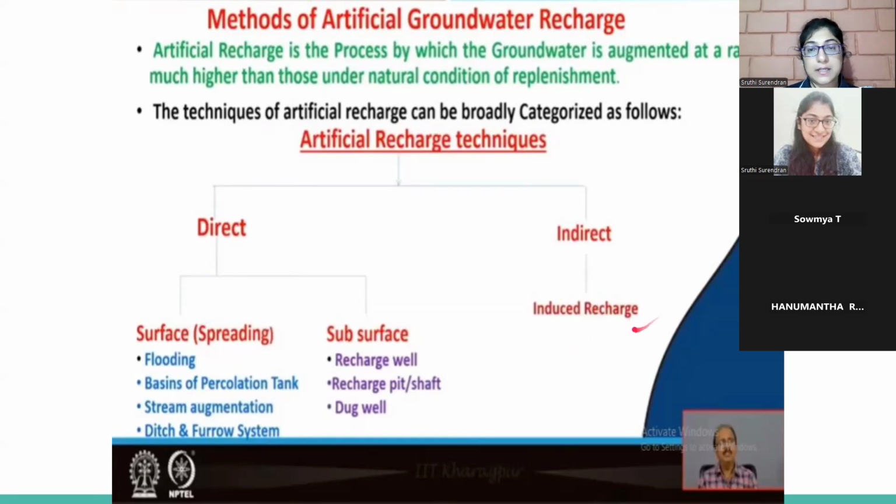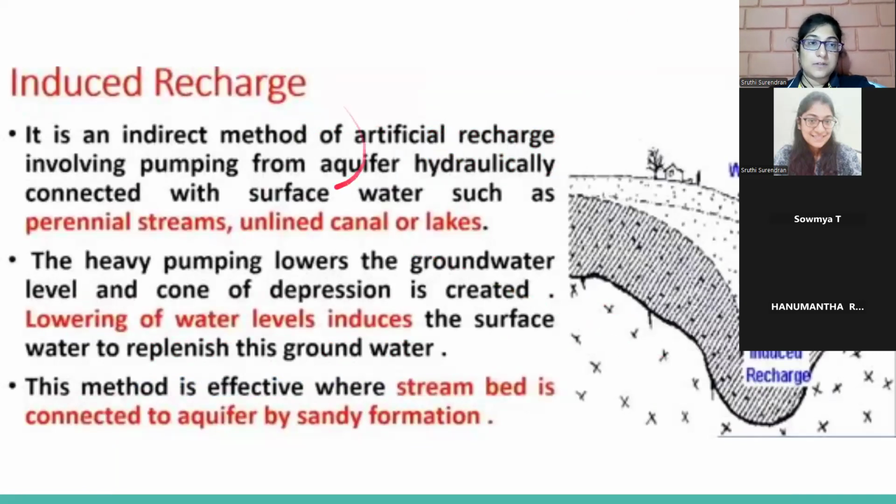Indirect method, we studied about something called induced recharge. That is, you're inducing recharge when you forcefully pump out some water. A cone of depression is created, which will again lead into recharging of these wells. So that is coming under indirect recharge. So here, artificial recharge involving pumping from aquifer hydraulically connected with surface water. So water from the surface can be used as a source of recharge for the groundwater. This is how it happens.